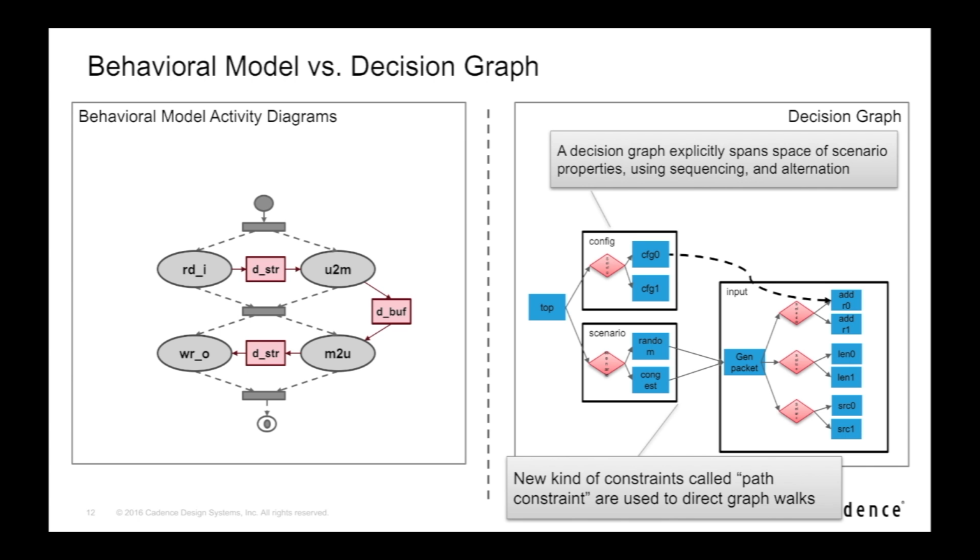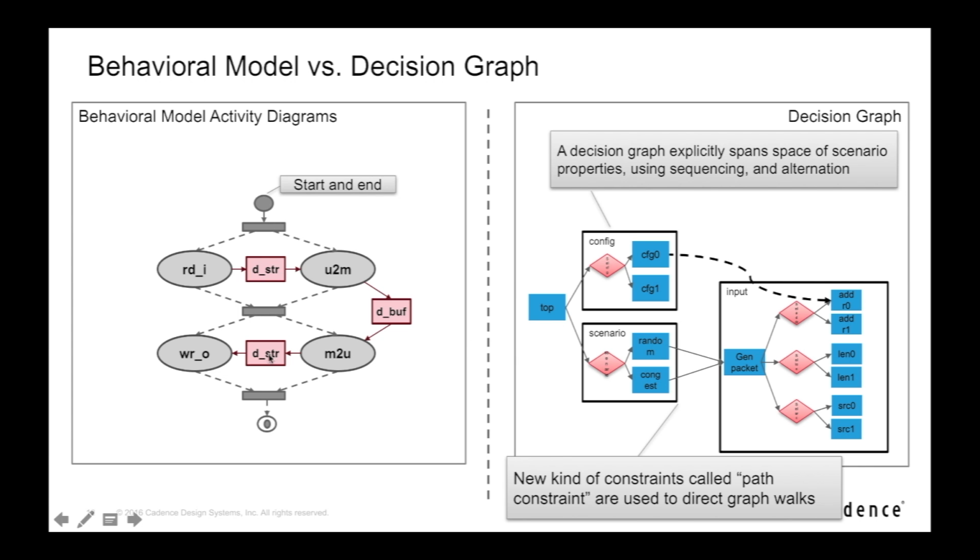Now they also added a new kind of constraint called the path constraint, which is used to direct the graph walk. So I can say, either as a rule or in a specific test, hey, if the config is 0, then always go to address 0. That would be a path constraint on walking a decision graph. Now let's take a moment and observe the differences between these two. Here's our behavioral model.